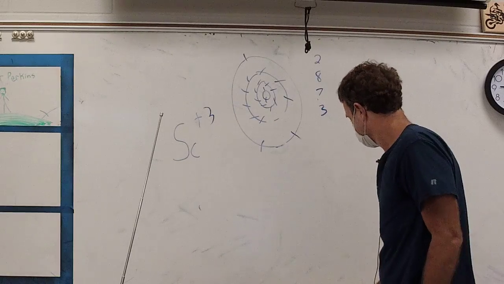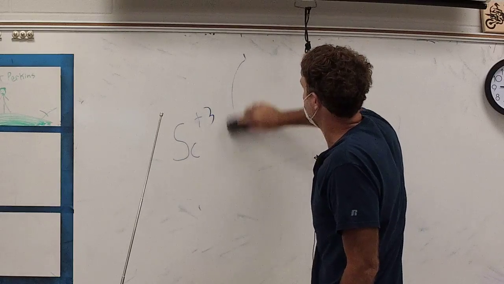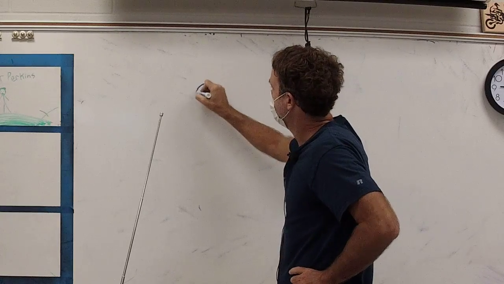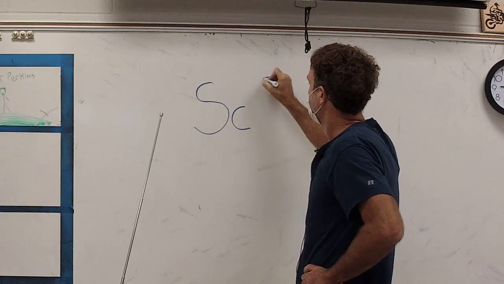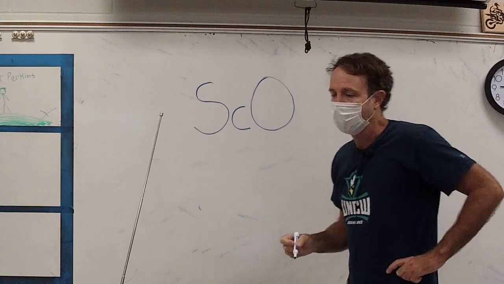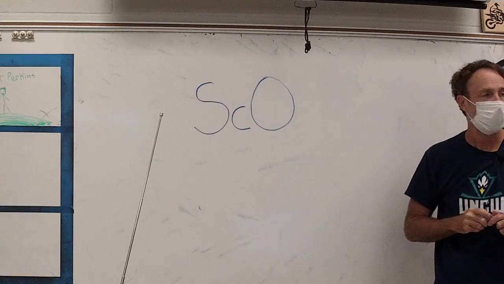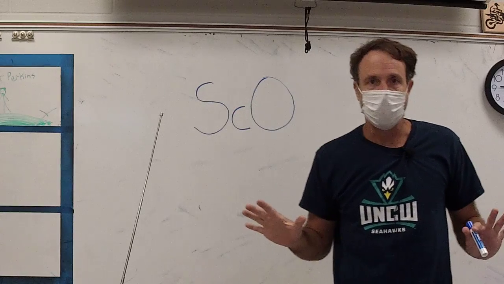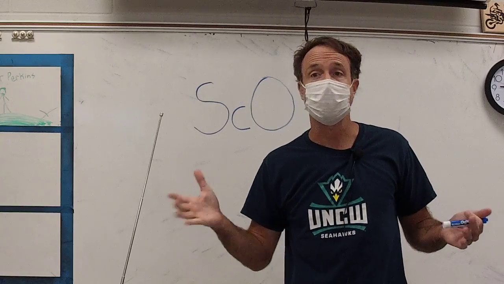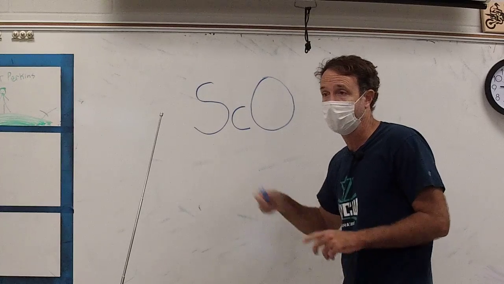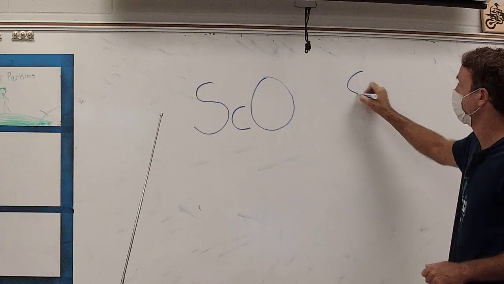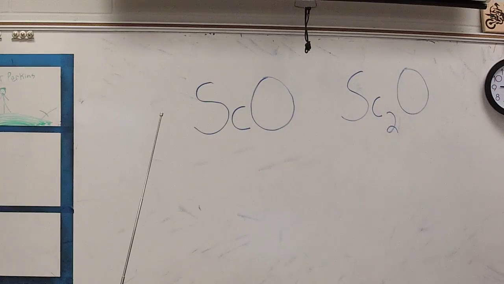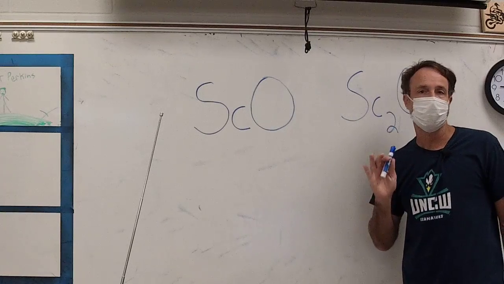So check this out. Here is the name of this formula. Ready? ScO. That is not scandium oxide. You can't say, hey, the name of that's scandium oxide, because there are multiple versions of scandium oxide. Look, this is scandium oxide. This right here is also scandium oxide, Sc2O. So you can't say scandium oxide.